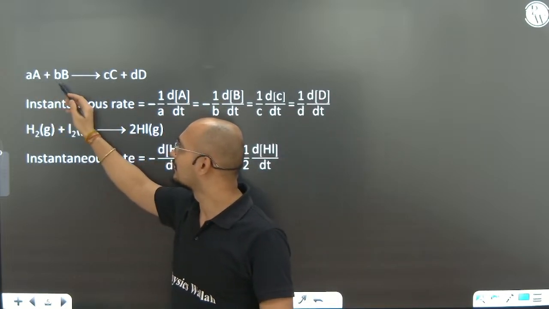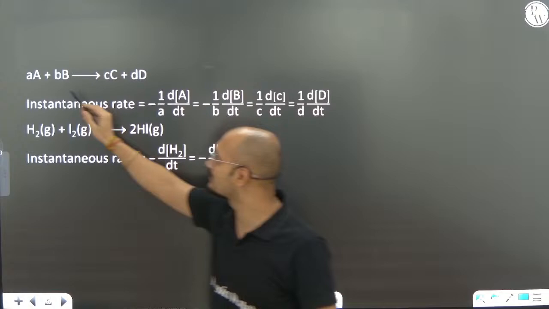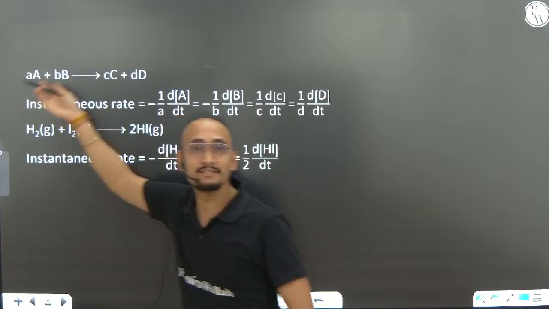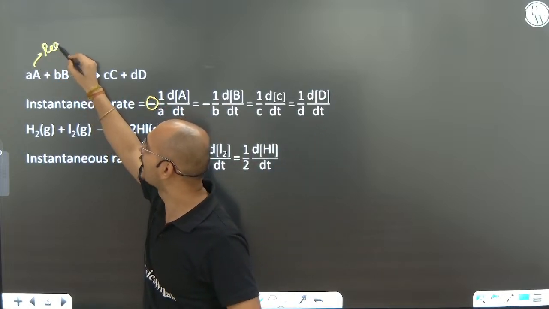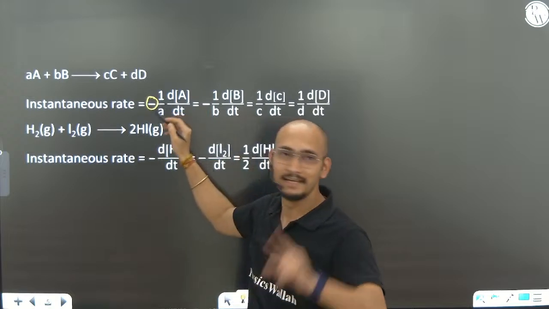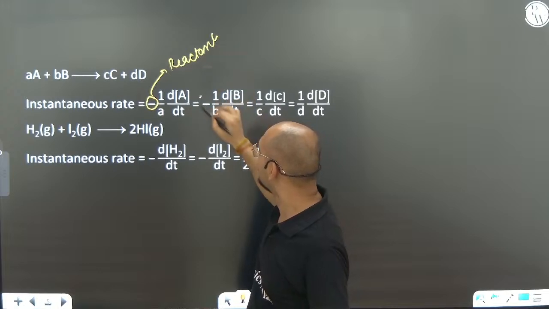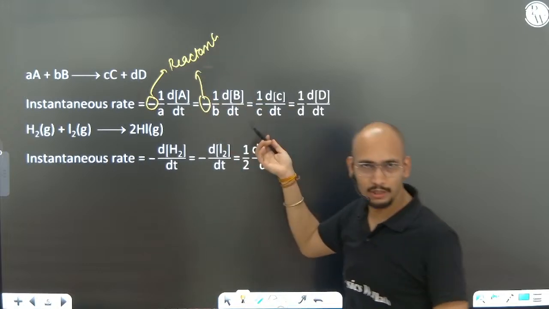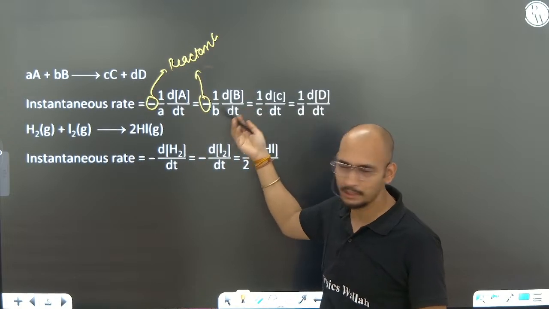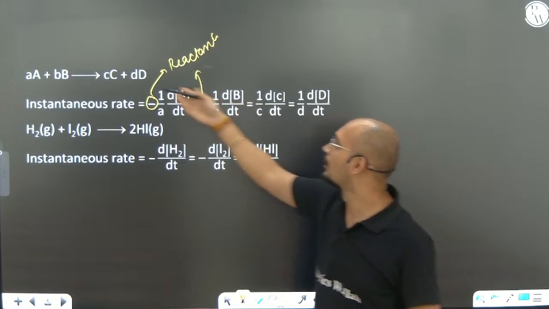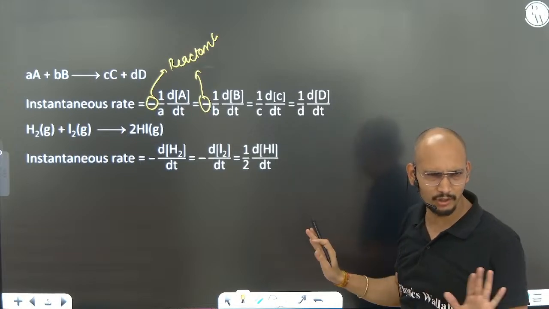So how do you write it? Consider aA plus bB giving cC plus dD, where a, b, c, d are the stoichiometric coefficients. In such a case, whatever the stoichiometric coefficient is, you just divide by that. So 1 by a with the negative sign. Why? Because it is a reactant, and for reactants, I told you we use negative, while positive for products. So minus 1 by a dA by dt, minus 1 by b dB by dt, equals 1 by c dC by dt, equals 1 by d dD by dt. Not a big deal, easy.